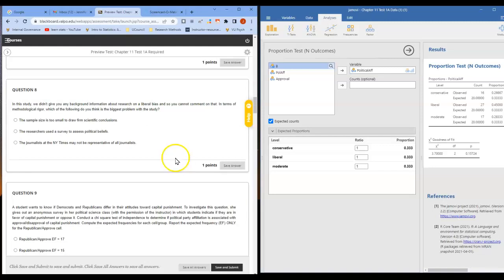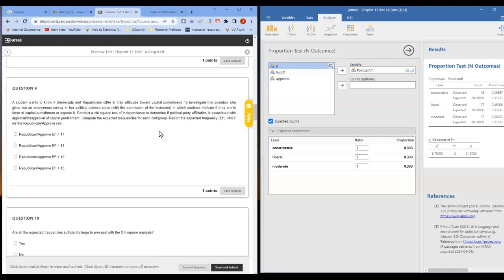For question 8, in this study, we didn't give you any background information on research on the liberal bias, so I know you can't comment on that, but you can think a little bit about the methodological rigor of this study, and what you think is the biggest problem with this study. In this case, our sample size is reasonably large, and surveys are a perfectly legitimate way of assessing people's political beliefs. Our concern is that if you're trying to get a representative sample, you probably don't want to just focus on journalists at the New York Times.